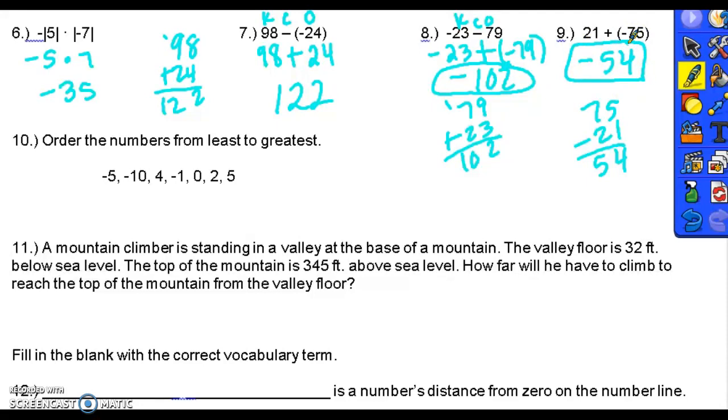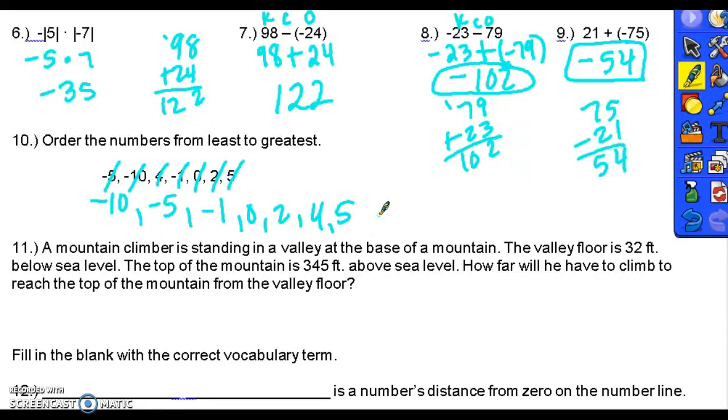Number 10, order the numbers from least to greatest. Negative 10 is the smallest. Then negative 5, negative 1, 0, 2, 4, and 5.